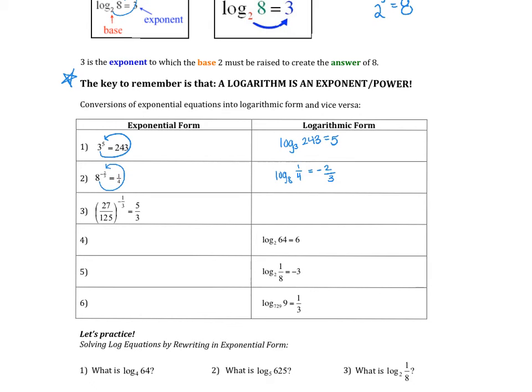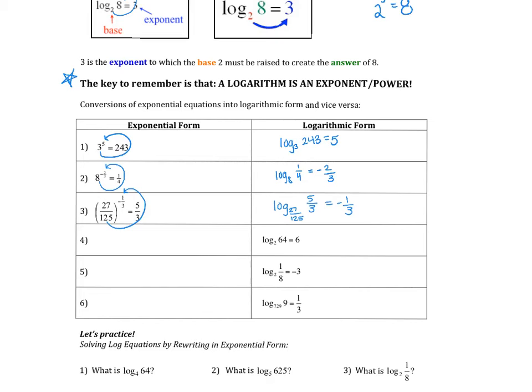Okay, let's try another one. We're going to start with our base. Even though it's fractions, it's the same way to do it. Start with our base, go around. So we have log base 27 over 125 of 5/3 equals negative 1/3. So we're just saying that in the exponential form column and the logarithmic form column, these two things are equivalent. We're just changing the form that we're writing it in.